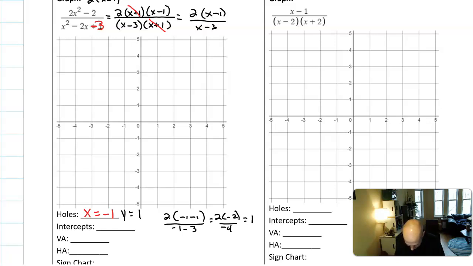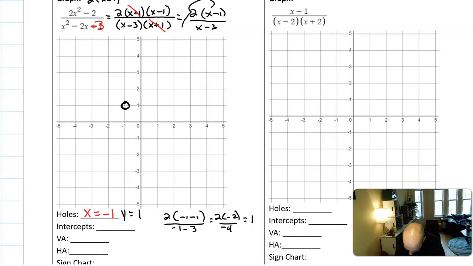X equals -1, y equals 1, which will be the point -1, 1. So I'm going to make an open circle there to represent the hole. Even though it's a hole, the graph is going to connect to the hole in some way, so it is actually kind of a useful point to have.